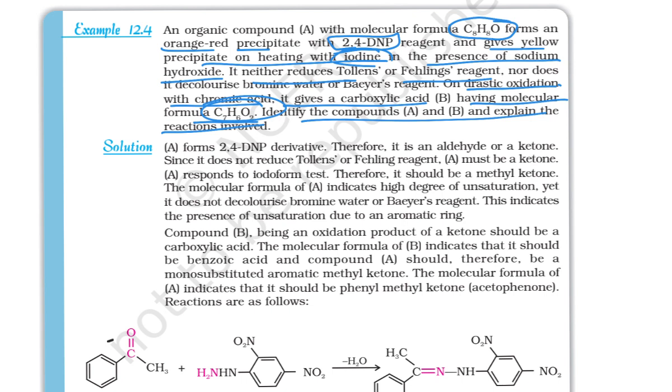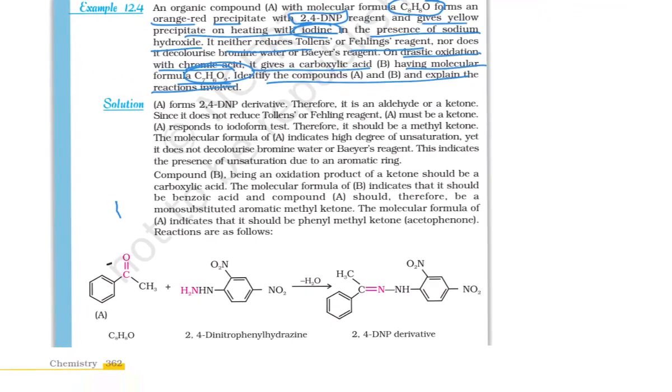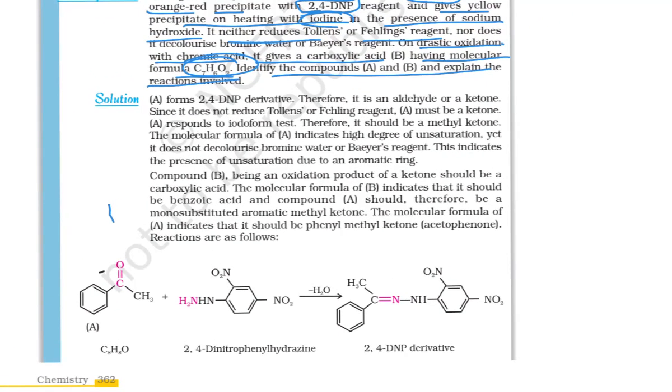So the first one is the precipitate: when it reacts with 2,4-dinitrophenylhydrazine it gives a yellow precipitate, right? So this is your 2,4-DNP. The O is converted into H2O, okay, so this is your derivative, clear?